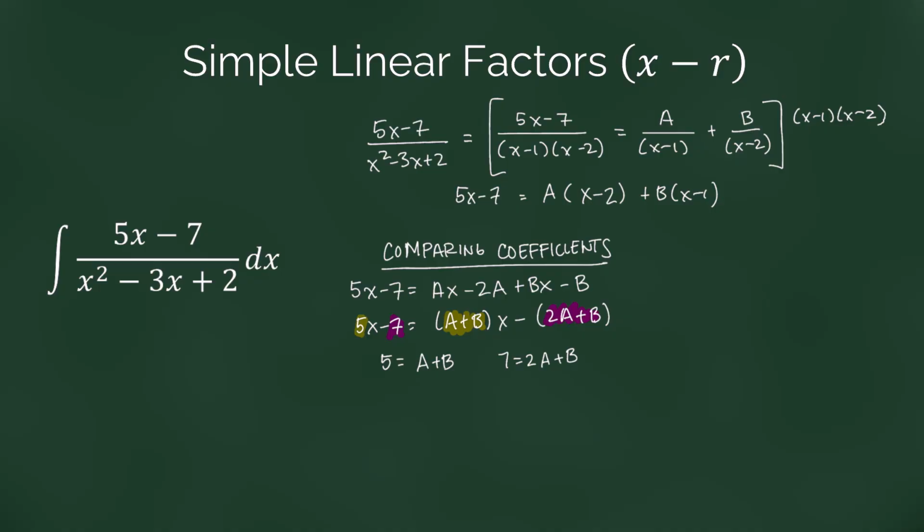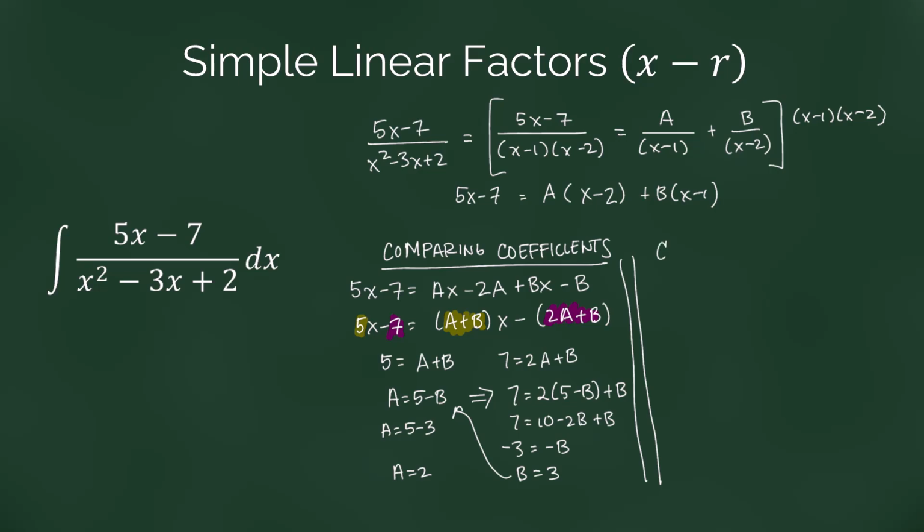I'm going to replace a with 5 minus b. I'm going to plug that in over here. I get 7 equals 2 times (5 minus b) plus b. That's 7 equals 10 minus 2b plus b, giving me negative 3 equals negative b, or b is 3. We'll plug that back in over here to give us that a is 5 minus 3, which is 2.